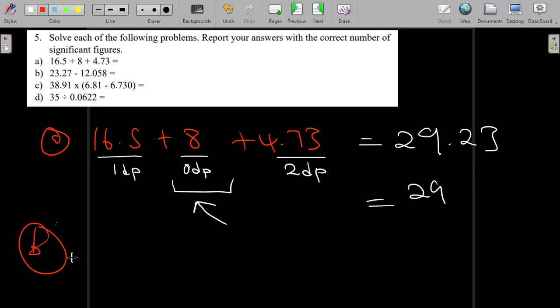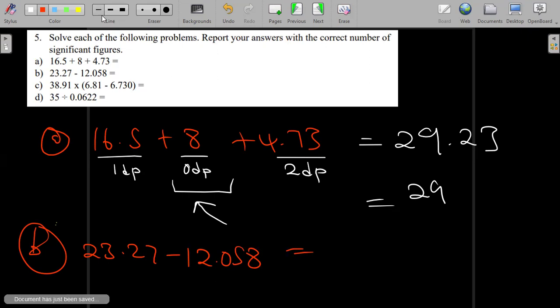So let's look at B now. So B, we have 23.27 minus 12.058. Okay, so this is going to be equal to, so let's count the number of decimal places that we have here. We have 2 decimal places, and then there we have 3 decimal places. So it means our answer should have what? 2 decimal places. Okay, so just punch this on your calculator to get the answer there.